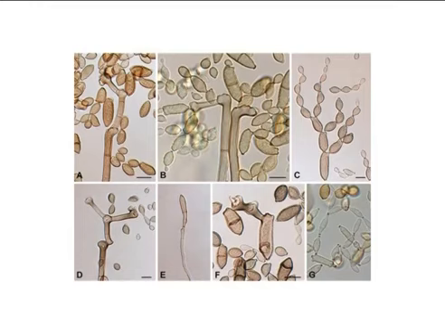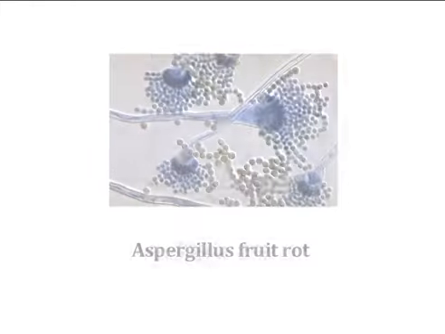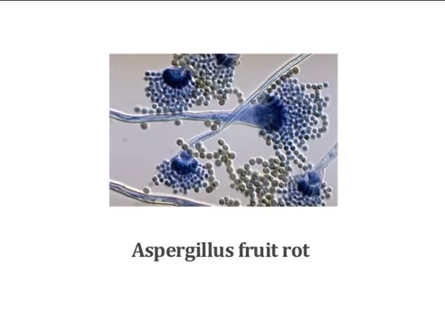Hyphae of the fungus are septate, light olive green. Conidiophores are light brown and simple. Conidia are light brown to olive green, one-celled and fusiform. Next important disease of the fruit rot is the Aspergillus fruit rot.